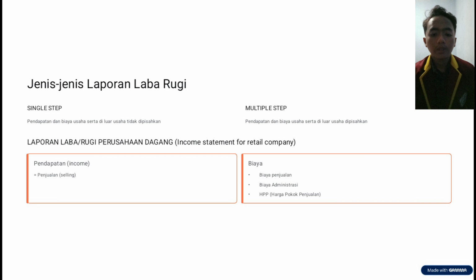For a retail company, the income statement usually includes sales revenue as the main source of income. On the expense side, it includes selling expense, administrative expense, and the cost of goods sold, or what we call HPP. This kind of report helps show more detailed information about where the company's profit or loss comes from.